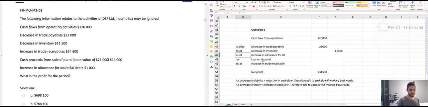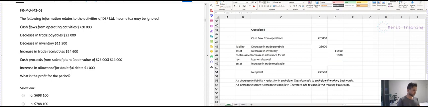Okay, next one is an increase in the allowance for DD. Now notice that this is exactly the opposite of this. This is an asset, so we want to do the opposite of this. But hold on, this isn't an asset, this is a contra asset, which is basically the equivalent of a liability. A liability would be over here, but because we are increasing it, it's going to go over there. So how much is it? It's going to be $1,000. Okay, next is the revenue loss on disposal.